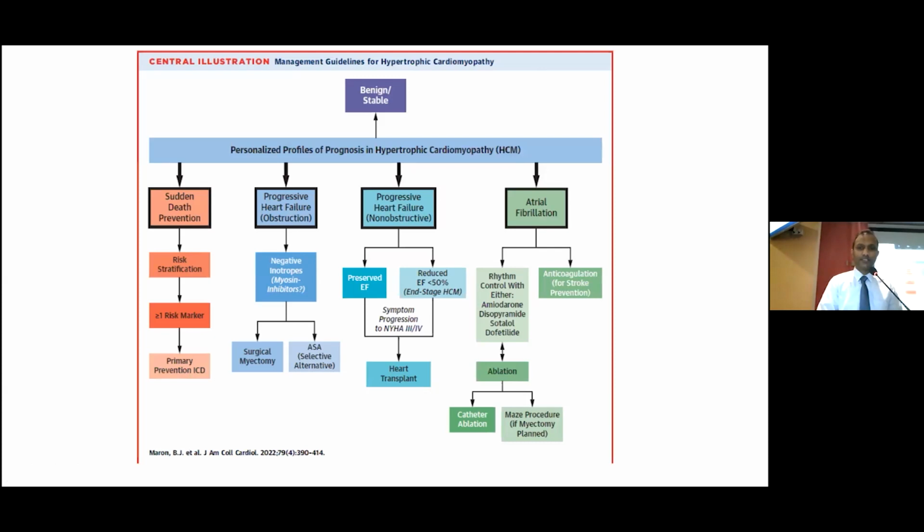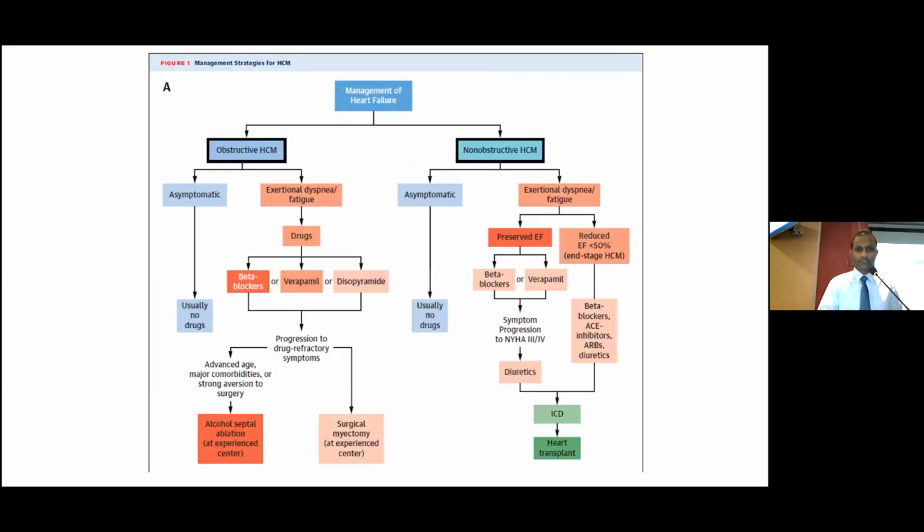So how are you going to manage this? As I told earlier, sudden cardiac death patients might need an ICD. In progressive obstructive heart disease, after trying medication like beta blockers or verapamil, you might have to go with alcohol septal ablation or surgical myomectomy. In progressive non-obstructive heart disease, where the EF is low, you have to go with standard heart failure medication. If there's AF, you can use anticoagulation or catheter ablation. So this is the main thing.